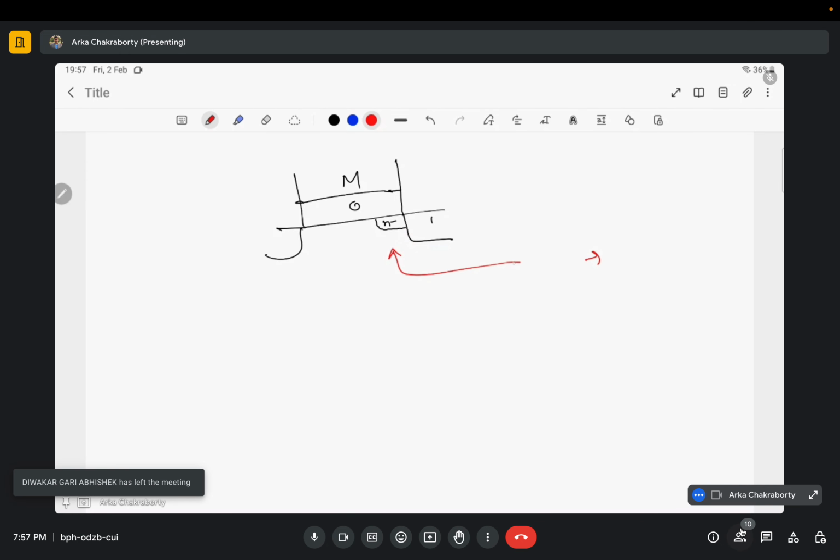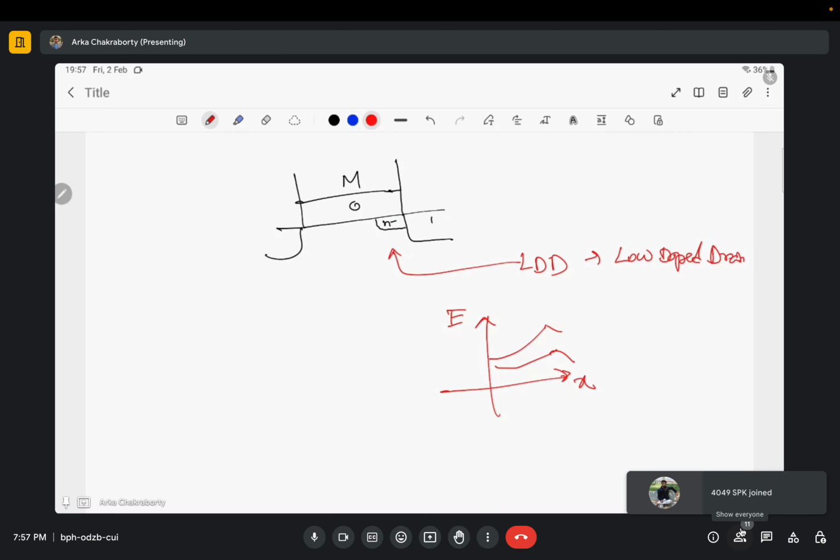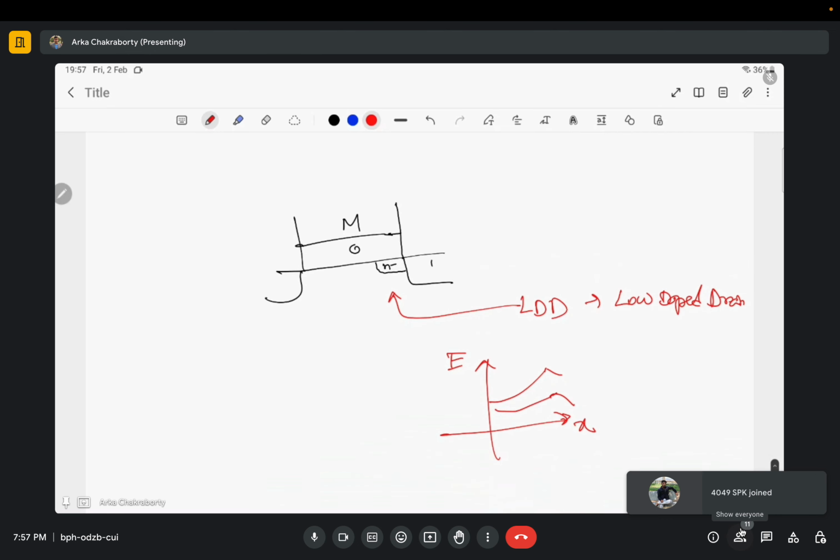LDD is lightly or low doped drain. So what happens? If the electric field profile versus x was initially like this, it becomes something like this. The peak electric field reduces due to the lightly doped drain, and we can deal with these hot carrier effects. As it is a symmetric device, we do it in both directions, so it becomes n plus, n minus, and n plus on the other side.